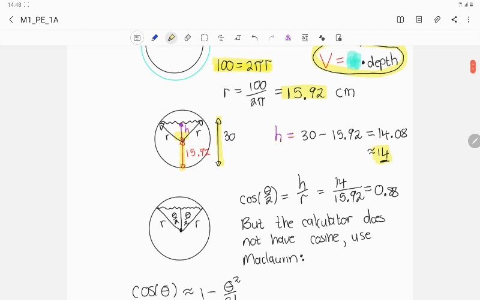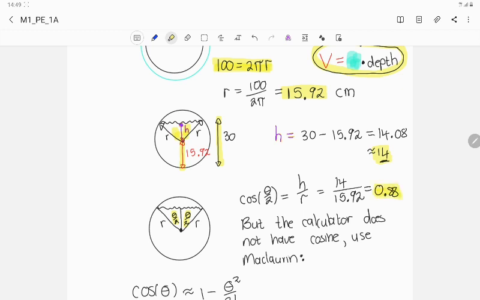Now I can use my trig relationships to calculate that angle. I'm going to say that the entire angle is theta, therefore the angle on the left is theta over 2 and the angle on the right is theta over 2 as I indicate over here on this diagram. Now let's see. Cos of theta over 2 is adjacent, which is my h, over my hypotenuse, which is r, and I can calculate that as 0.88. Now there's a booby trap here.